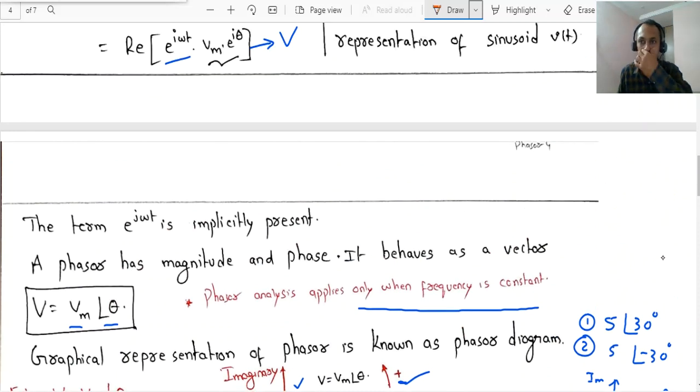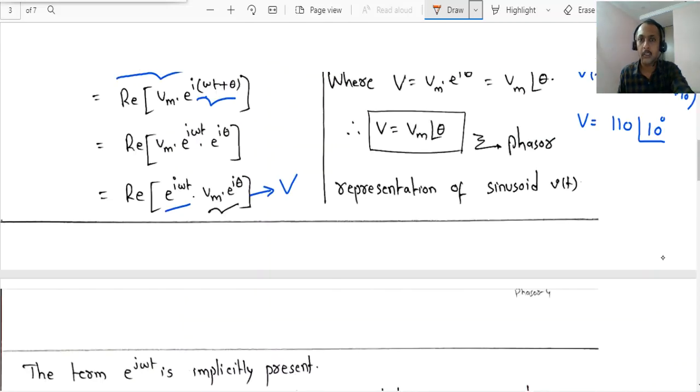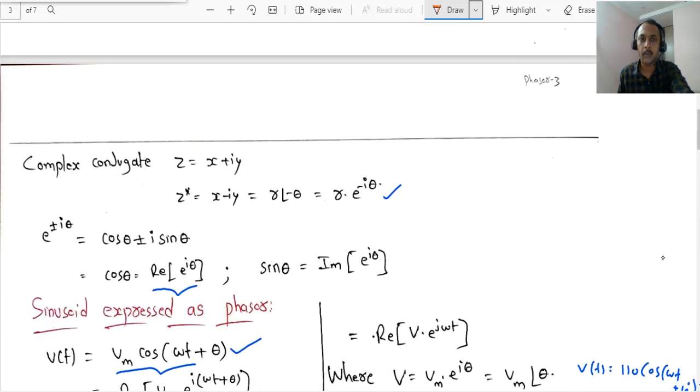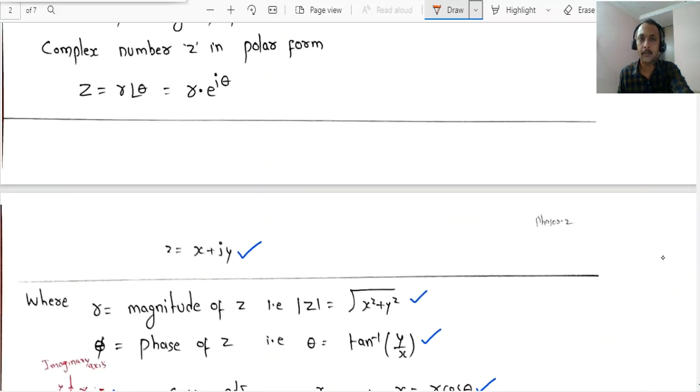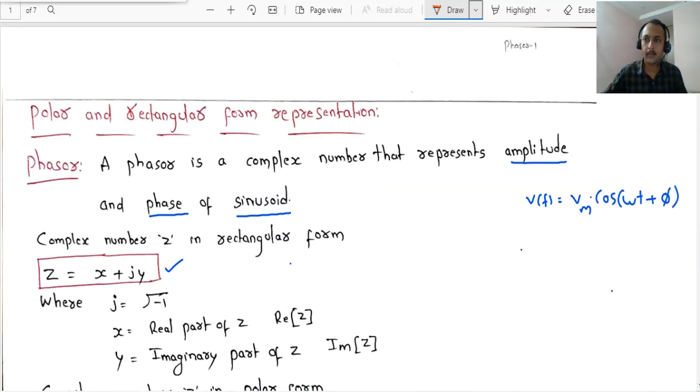And phasor analysis applies only when the frequency is constant. Only when the frequency is constant. These are some of the important basics we have seen. Okay, thank you.